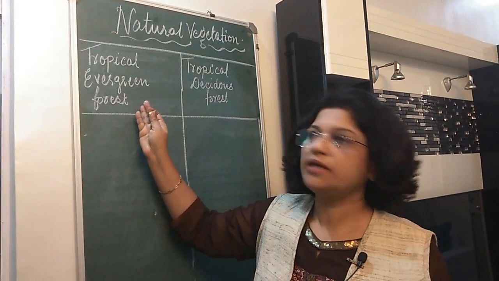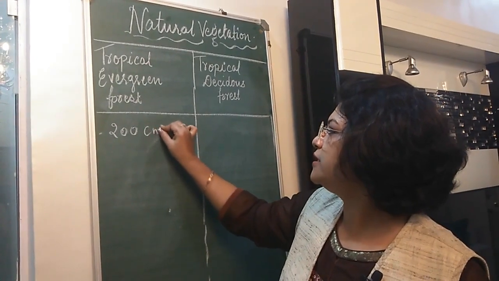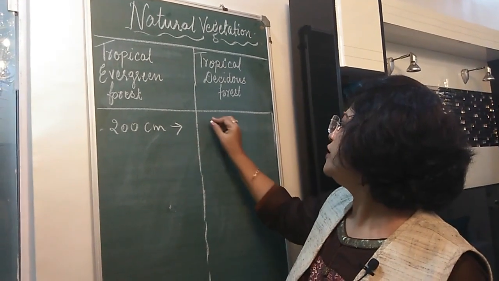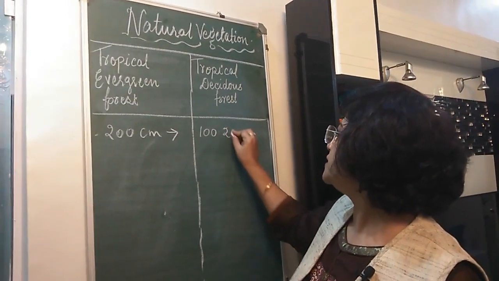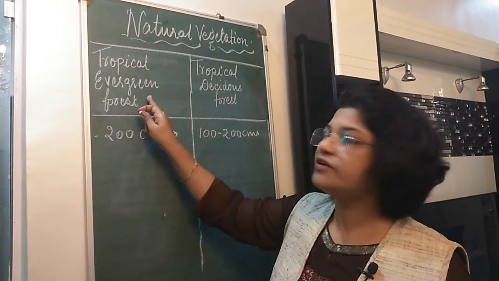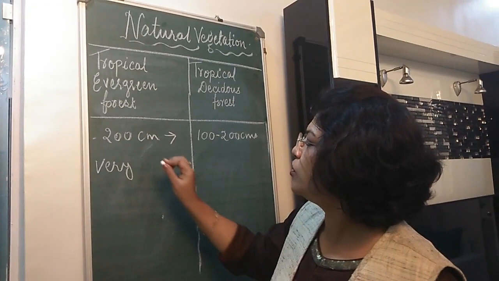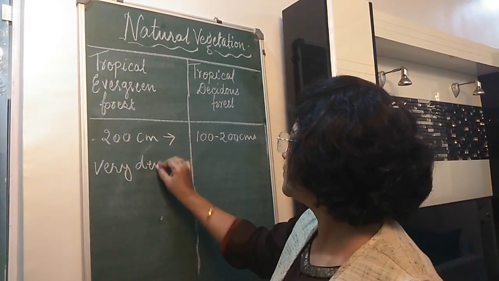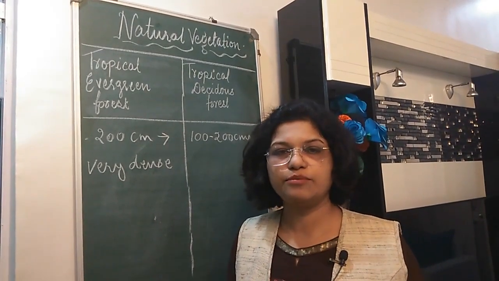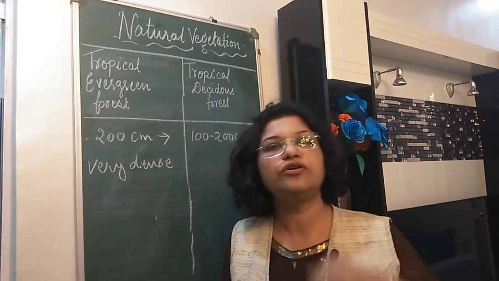Now, what is the difference between them? Evergreen forests are found in areas where rainfall is above 200 centimeters, and deciduous forests are found in areas where rainfall is between 100 to 200 centimeters. Second is, evergreen forests are very dense. So, they have a very dense vegetation. They contain all types of creepers and tall trees and short trees and grasses and bushes, everything is there at one place, and some of these forests are so dense that even the sunlight could not reach the ground.